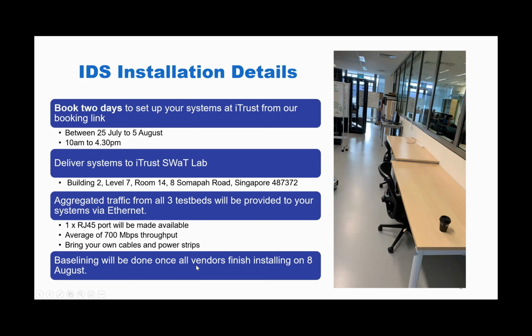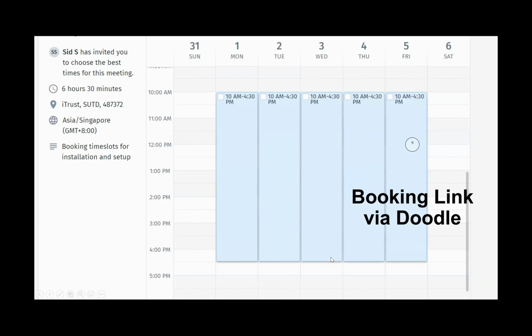Then baselining will be done once all vendors have finished installing on 8th of August. So this brings me to how the booking procedure will be done. We are using an online system called Doodle, which is a scheduling tool, and it's done through a web interface. Essentially, you will see a screen like this, in which you will have slots.